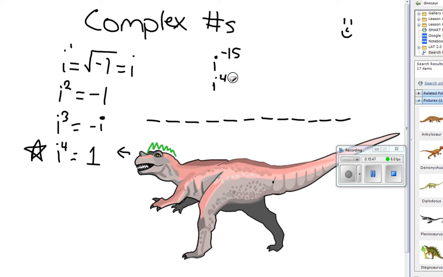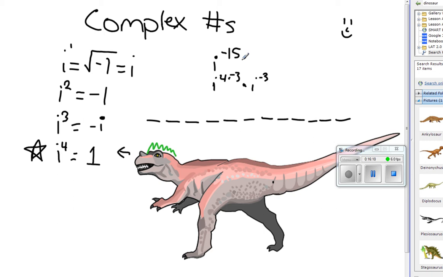No, it's not times, it's plus, right? Okay, so we're doing it that way. Plus 4 times negative 3, but it's got to be negative 3. Okay, so now you have to think about what i to the negative third power is.